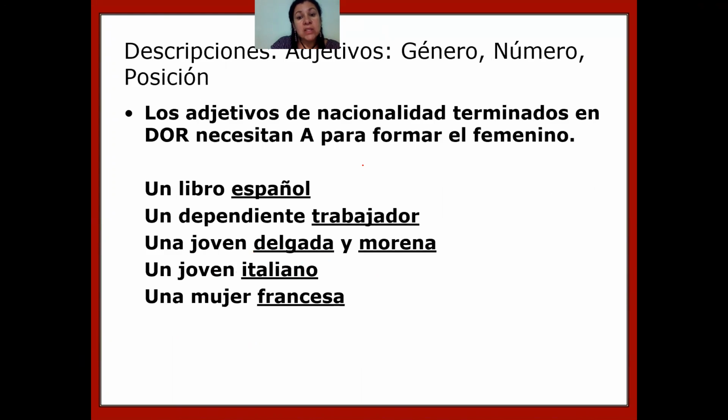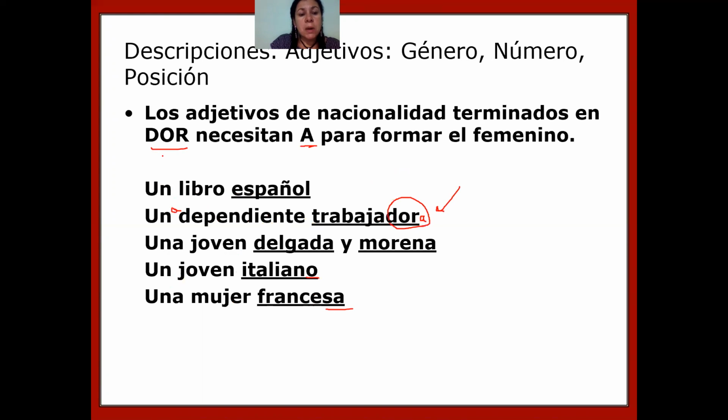When we have adjectives of nationality, and they end in -dor, D-O-R, we need to add an A to have the feminine version. So, un libro español, un joven italiano, una mujer francesa. Okay, let's go with adjectives ending in -dor, not nationality adjectives, but adjectives in general. Trabajador: if we have un dependiente trabajador, and we change to una, because dependiente is not going to change, una dependiente trabajadora would be the modification we need to do, ¿sí?